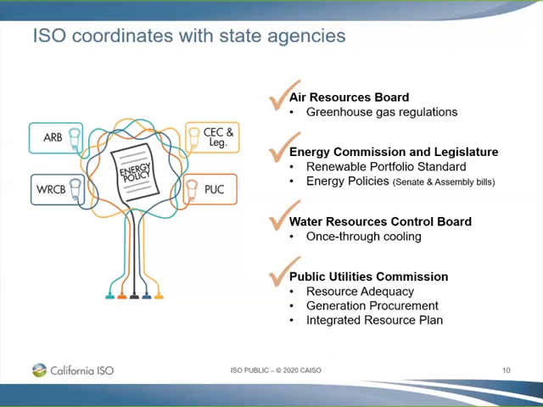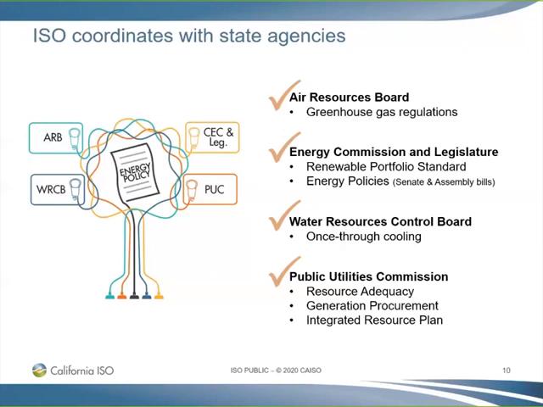The ISO works with the Public Utilities Commission on resource adequacy and generation procurement. The CPUC implements and administers RPS compliance rules for California's retail sellers of electricity, which include large and small investor-owned utilities, electric service providers, and community choice aggregators.